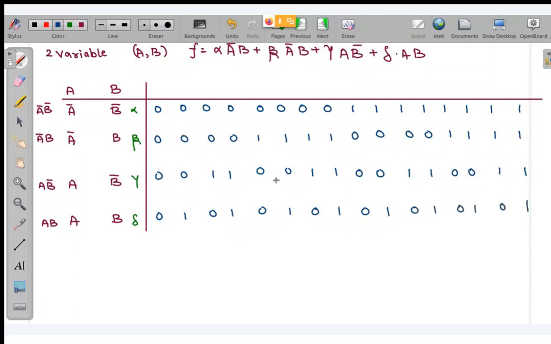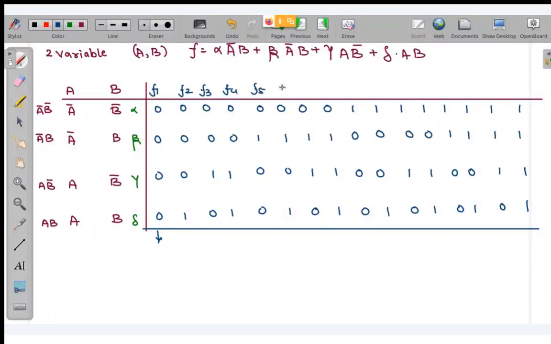Okay. So now, if you solve in this case, you can see all the alpha, beta, gamma, delta are 0. So obviously this is function 1. I should have written over here: this is function 1, function 2, function 3, function 4, 5, function 6, function 7, function 8, function 9, function 10, function 11, 12, 13, 14, 15 and 16. You will be getting 16 functions.